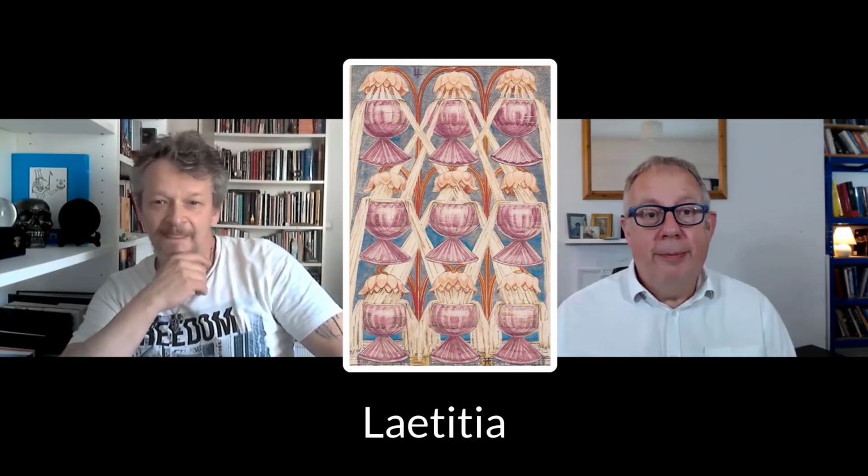And there's one other one, which is Laetitia for the Nine of Cups. Now, Laetitia, I think it means joy, and it relates to Pisces. And the Nine of Cups is the card of joy. So he's relating that specifically to the name of the card and to the geomantic symbol.